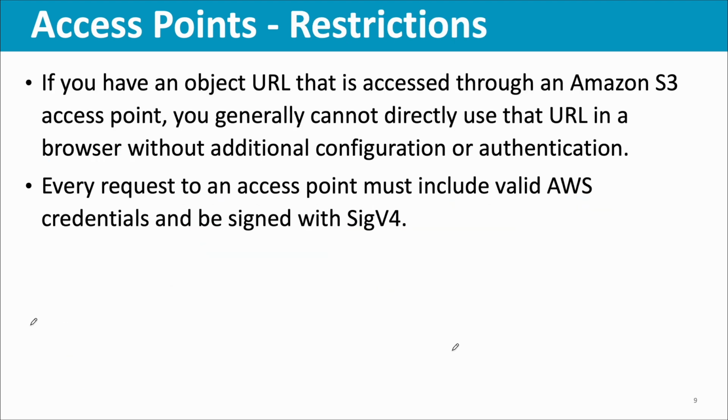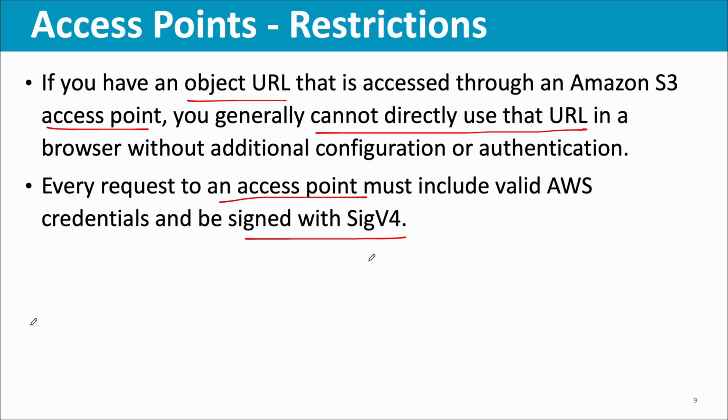Now let's also look at the restrictions for access points. If you have an object URL that is accessed through an Amazon S3 access point, you generally cannot directly use that URL in a browser. Usually, you know that if you have an object in an S3 bucket and if public access is provided, then you can take the URL of that particular object and paste it into the address bar of your browser. You will be able to directly access it. But if you are accessing that object through an access point, then the URL cannot be directly used in a browser address bar. Instead, you have to use it from within your code and you have to sign that request with SigV4.